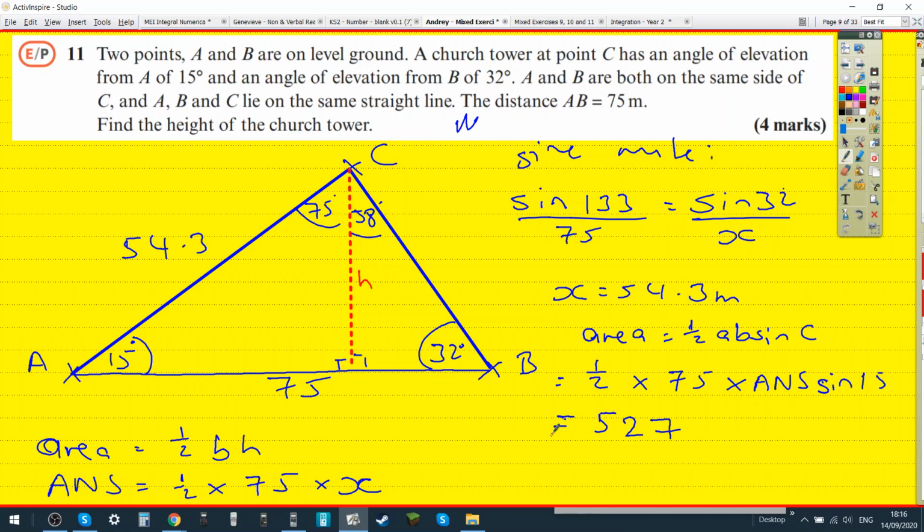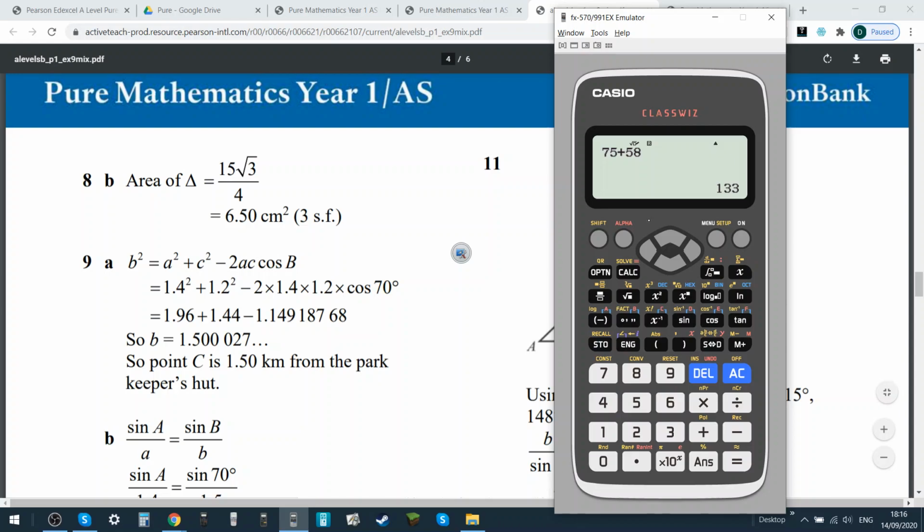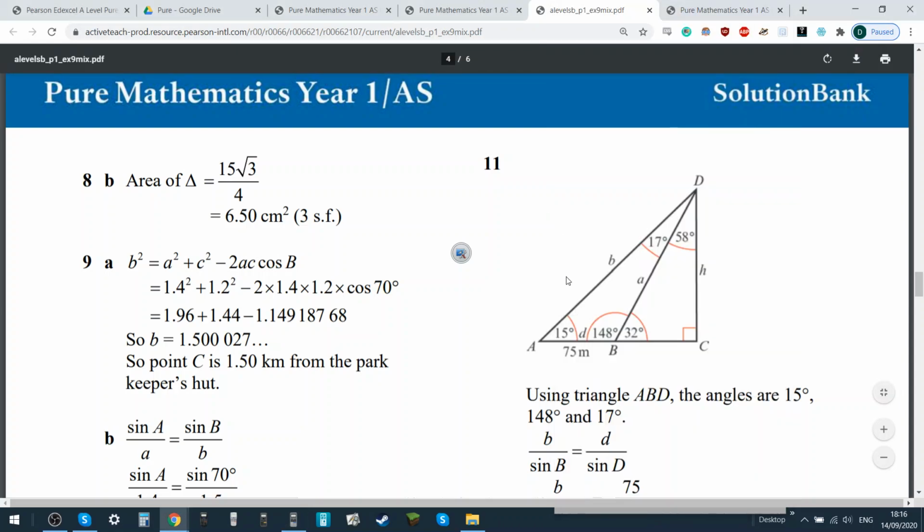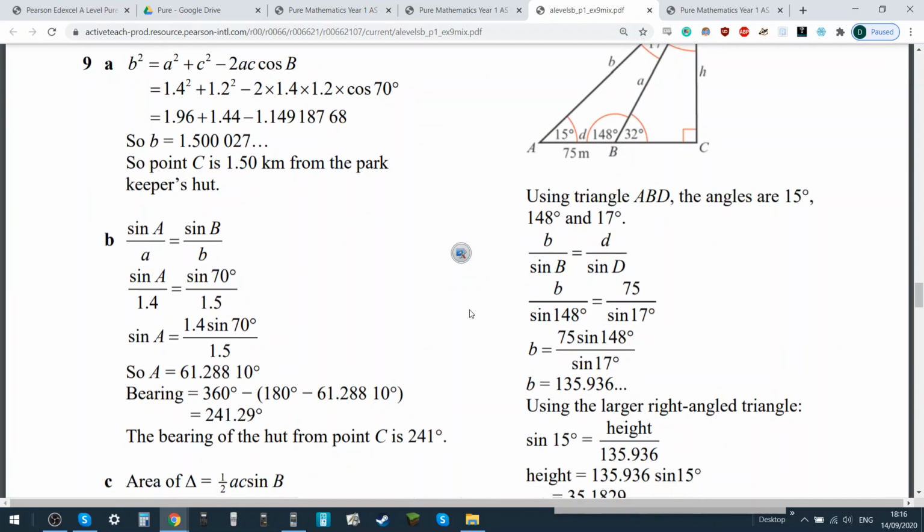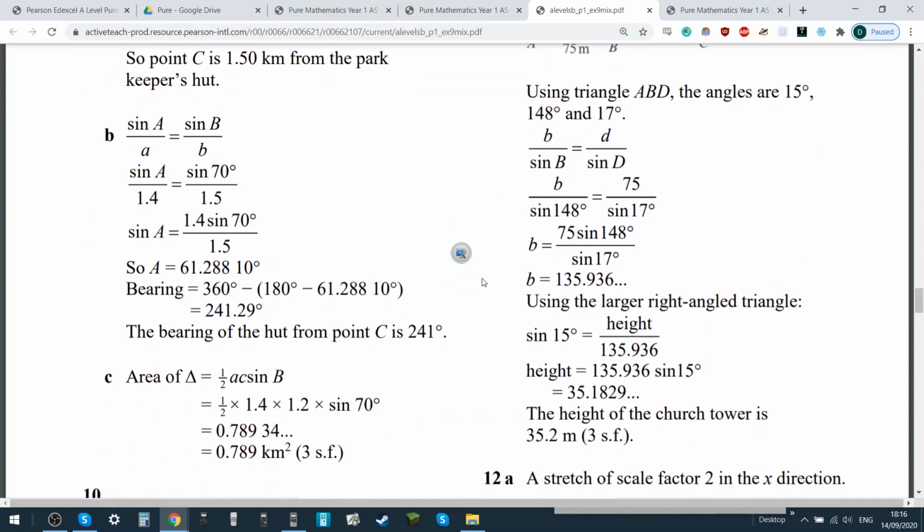I got 14.1, 14.1. So the height is 14.1. We might be slightly off because there was some rounding, but if we used the answer, it should be fine. I don't even know.